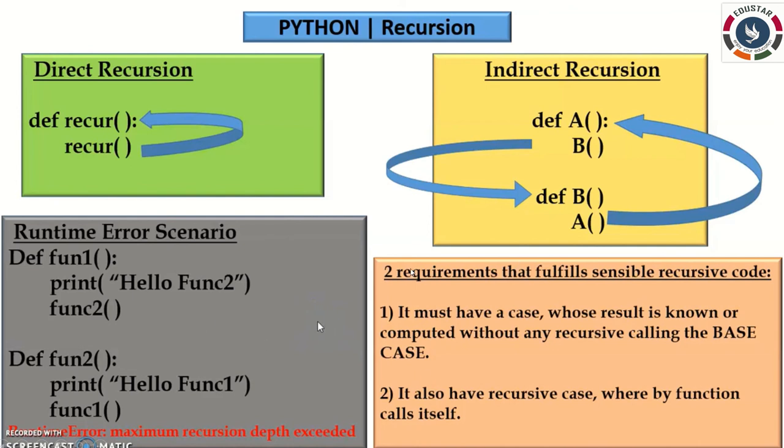So in this situation we use two requirements that make a sensible recursive code. Only then do we use the base case. Here it is infinite, no? So there must be a case whose result is known or computed without any recursive call, the base case. With the help of the base case we can finish it. It also has a recursive case, whereby the function calls itself.